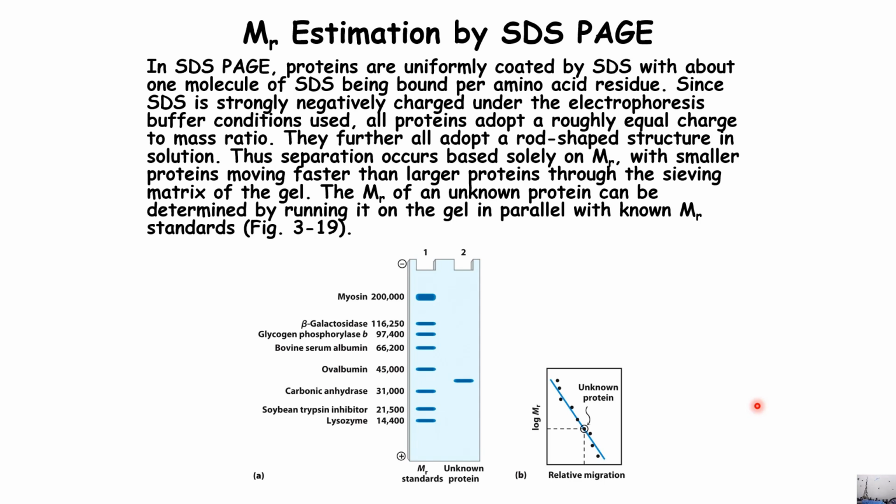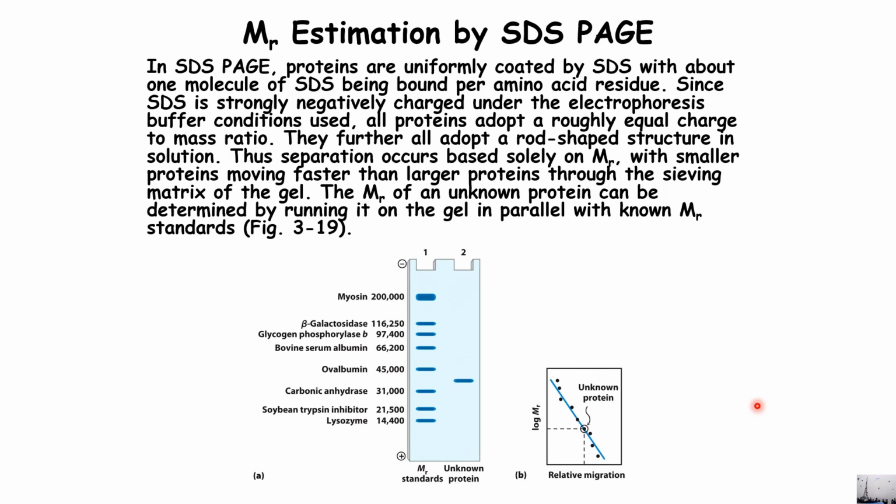So in SDS-PAGE, proteins are uniformly coated by SDS with about 1 molecule of SDS bound per amino acid residue. Since SDS is strongly negatively charged under the electrophoresis buffer conditions, all proteins will adopt a roughly equal charge to mass ratio. They also all adopt a rod-shaped structure in solution. The separation occurs based solely on molecular weight, with smaller proteins moving faster than larger proteins through the sieving pores in the matrix of the gel.